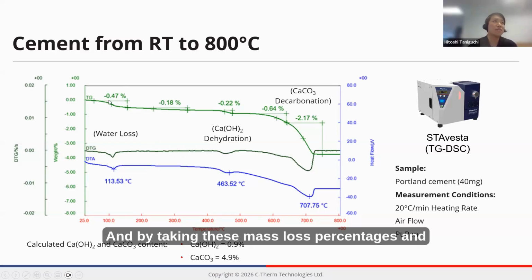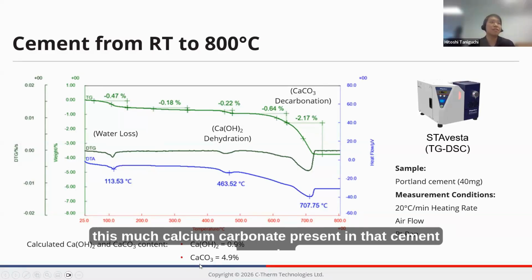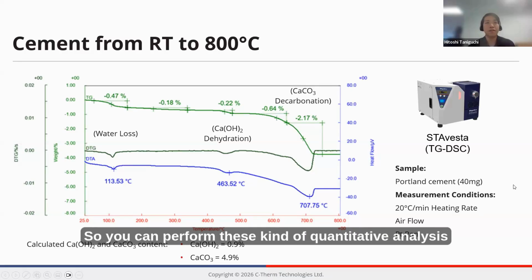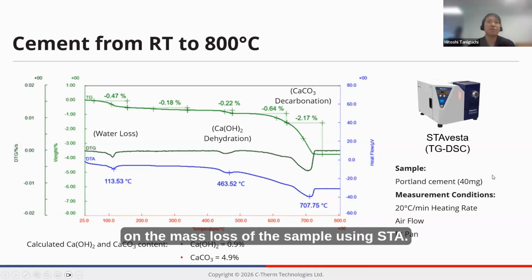And by taking these mass loss percentages and doing some high school style calorimetry, you can discern that there is this much calcium hydroxide present in the cement, and therefore this much calcium carbonate present in that cement sample. So you can perform this kind of quantitative analysis on the mass loss of the sample using STA.